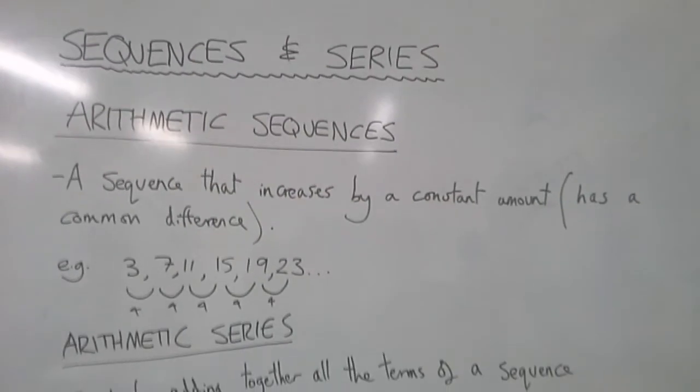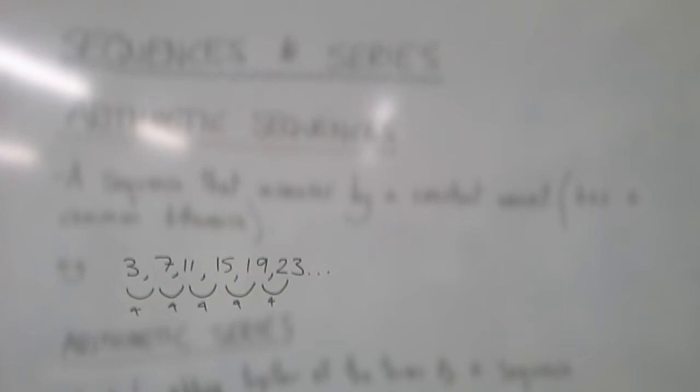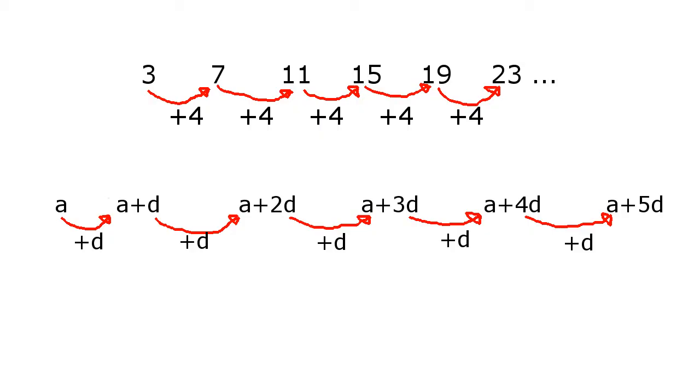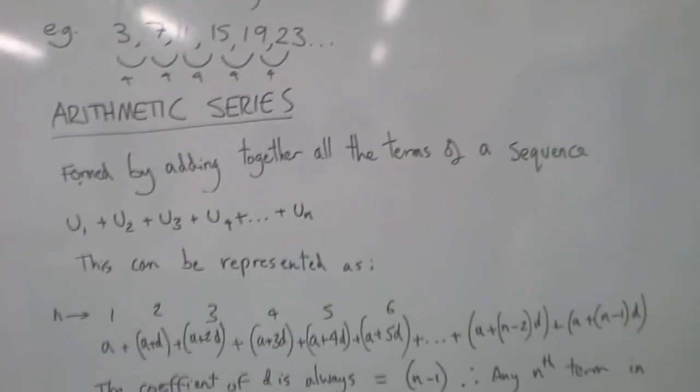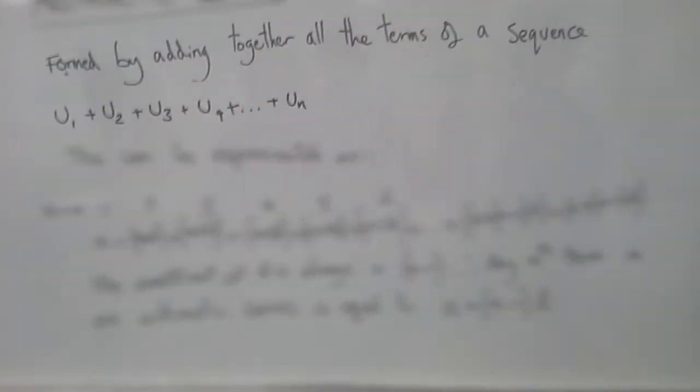You should be fairly familiar with these from GCSE. It's just a list of numbers that increase by a certain amount each time. In this example, 3, 7, 11, 15, and so on. As you can see, each time the number increases by 4. This common difference is referred to as d. The very first term in any sequence or series is always referred to as a. An arithmetic series is simply all of the terms in a sequence added together, so u1 plus u2 plus u3, and you get the idea.